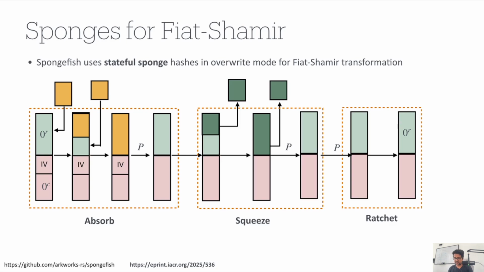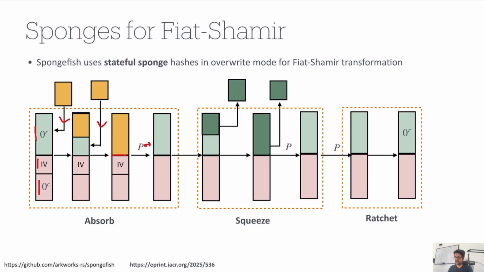So when you initialize the hash, you initialize it with some zero values, some initialization vector in the rate and capacity. But whenever in a protocol a prover needs to send a message, he is able to write to the rate part, and the rate part continues to accept messages until it saturates its size. And once it saturates its size, it triggers a permutation function, which then changes the state of the hash.